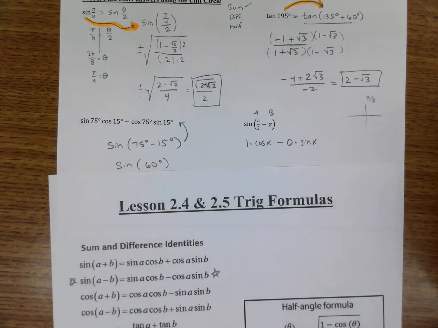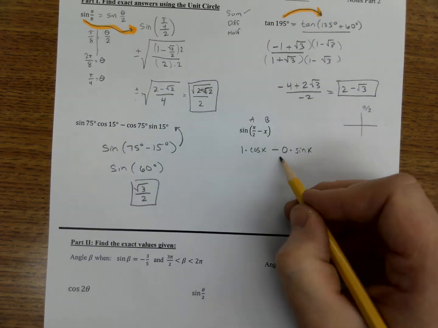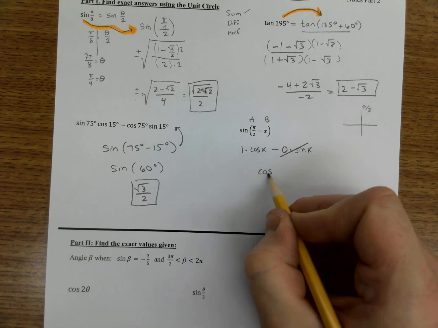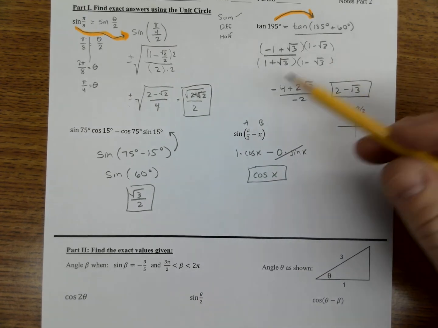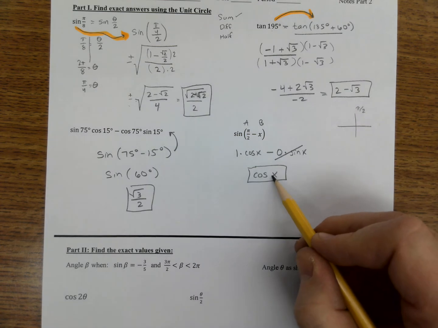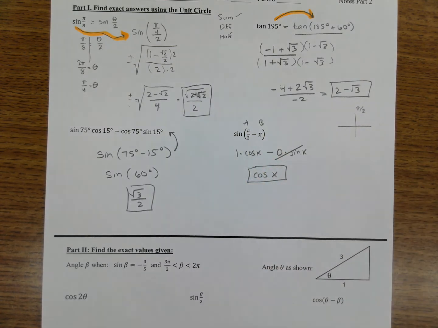And then we just ask ourselves, can we simplify? Well, 0 times anything is 0. 1 times cosine of x is cosine of x. And that's as far as we can get. We're not going to really get to an exact answer because we don't know what x is. This is as far as we can simplify this one.